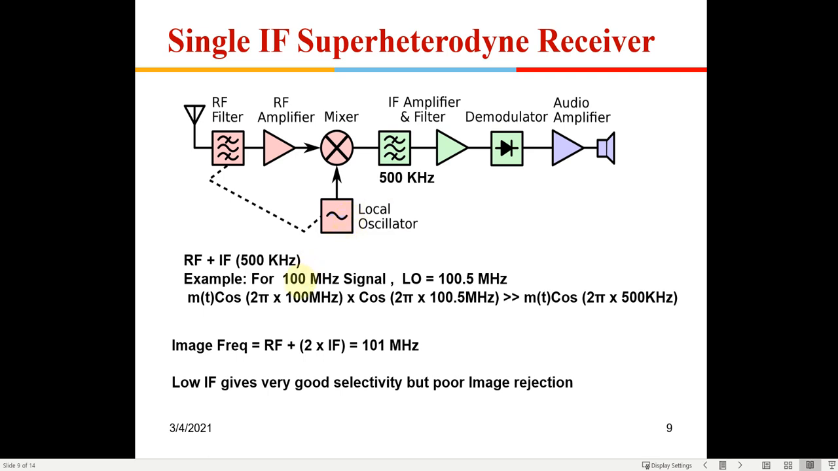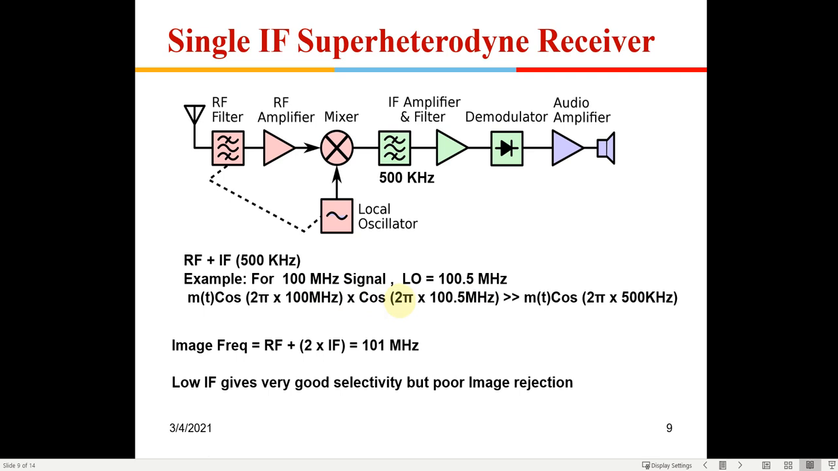Suppose I need to receive a radio station which is transmitting at 100 megahertz. Since my IF is 500 kilohertz, I am going to tune the local oscillator to 100.5 megahertz. So this is the 100 megahertz signal which is coming here, and this is 100.5 megahertz. These two are multiplied here. So cos 2 pi into 100 megahertz, multiplied by m(t), the modulating signal, which is the actual audio signal we want. It is being multiplied with 100.5 megahertz, right?